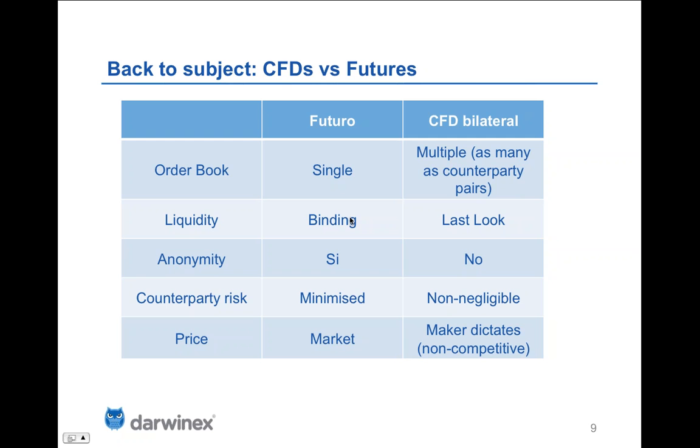There's the possibility of last look, which does not exist by law in an organized market, whereas it's basically the market maker's prerogative in a bilateral CFD. The future is anonymous, whereas the CFD isn't. Again, that's the asymmetry of information we've discussed, counterparty risk, and then of course the price finding point. So in an organized market, because all supply and all demand is there, in theory the price should be the best possible you could have.